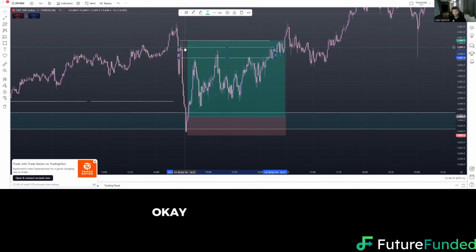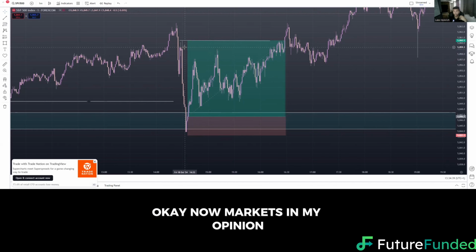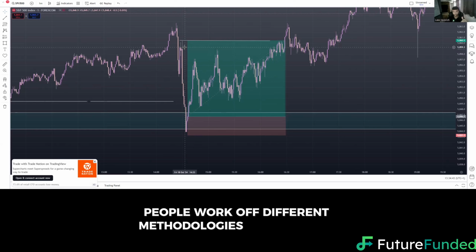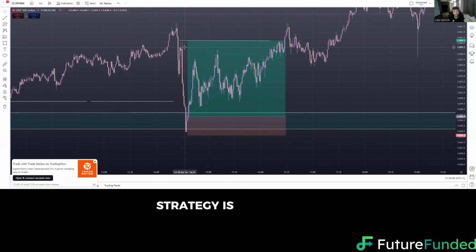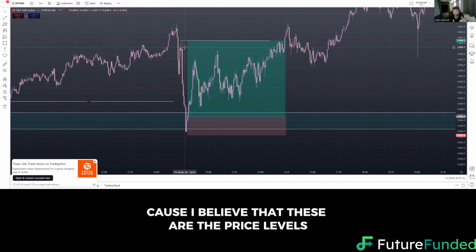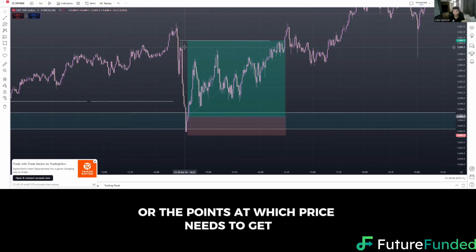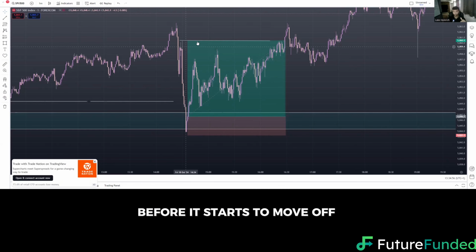Okay. Now markets, in my opinion, and look, every strategy is different. People work off different methodologies and so forth, but my strategy is based upon looking for areas of liquidity as my target, because I believe that these are the price levels or the points at which price needs to get to before it starts to move off again.